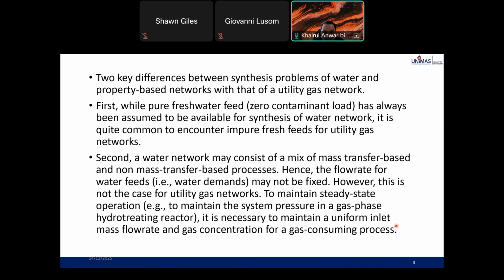So the first one, we cannot assume zero contaminant load for the fresh water, sorry, for the fresh feed related to the gas network. The second one is, for the gas network, the inlet mass flow rate is uniform, compared to the water network. It's varied.